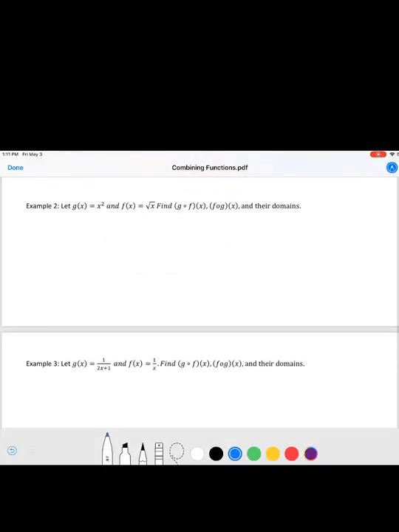Okay, example 2, we're doing the same thing. We're finding g of f and we're finding f of g. We're doing it in both directions, and then we're going to find the domain for each one. Okay, let's see. Let's do g of f first. That means g is going to be on the left, on the outside, f of x is going to go in the middle.